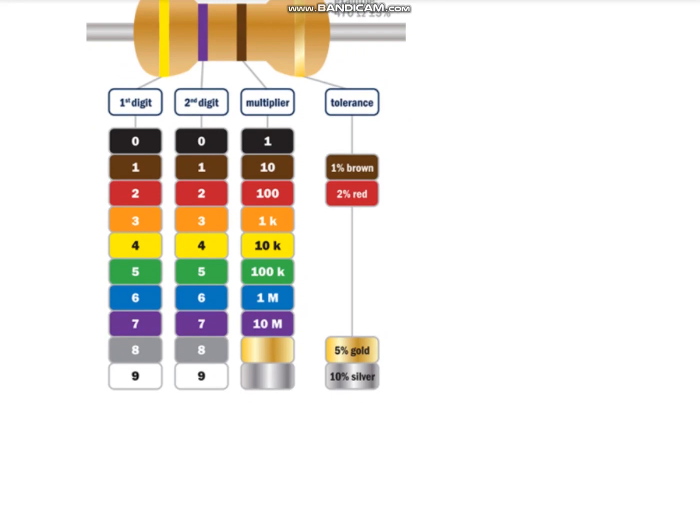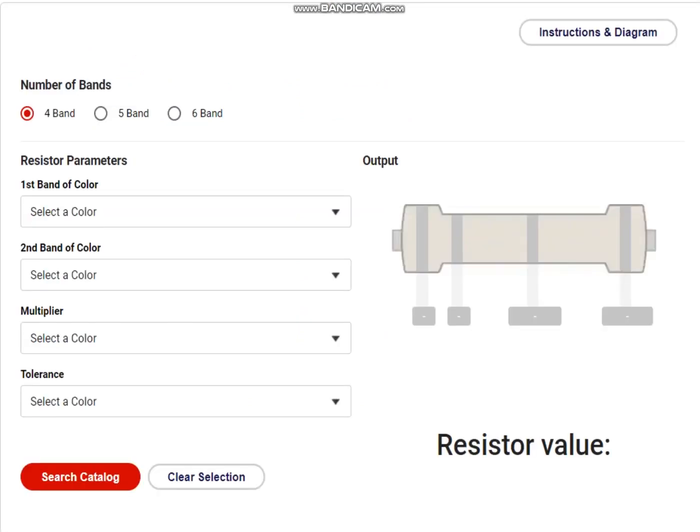3 band resistance. It will have only 3 bands. The first 2 bands will be the value of the color code. The third will be the multiplier color, and as the tolerance band is not present, it will always be 20% tolerance resistance. Now for 4, 5, and 6, I recommend you go to the link below and you can do your experiment live over there.